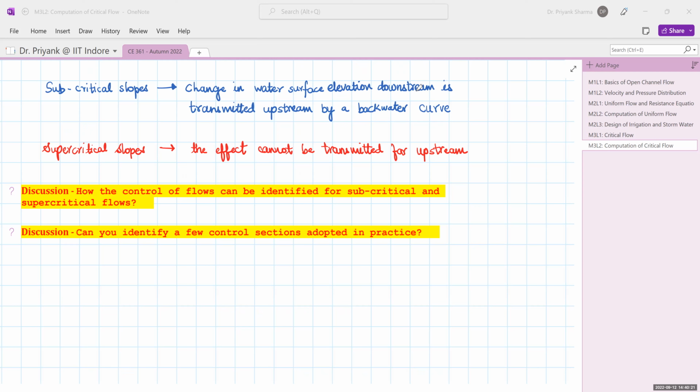So in the next class we will understand the applications of the specific energy and critical depth concept in the real world. So with this we complete today's lecture, and we'll see you next time.